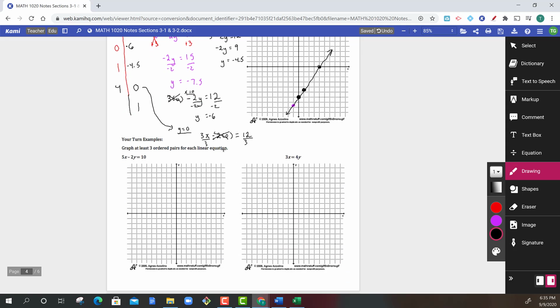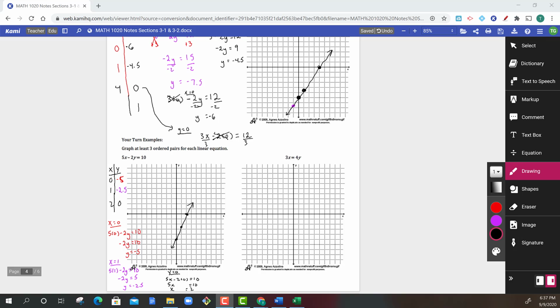All right, so I encourage you to pause the video here in about 10 seconds. I'm going to show you the answer to the first one. So there's my work for that first problem. And again, notice I picked 0 for x and I picked 0 for y, just to make my life a little bit easier. You did not have to pick those same ordered pairs, but your line should look exactly the same. All right, pause the video one more time.